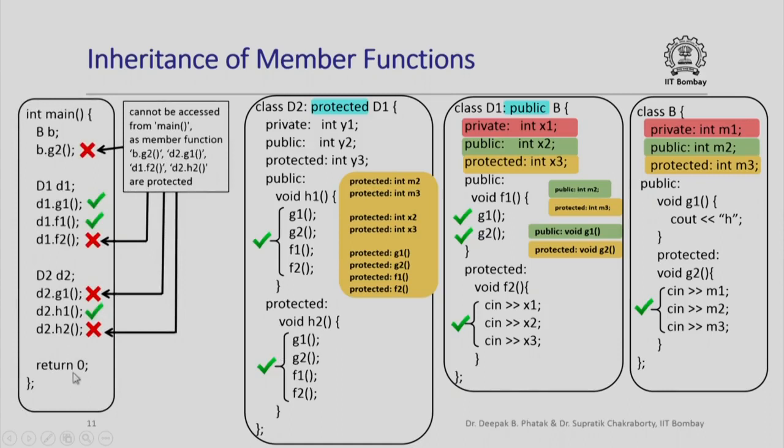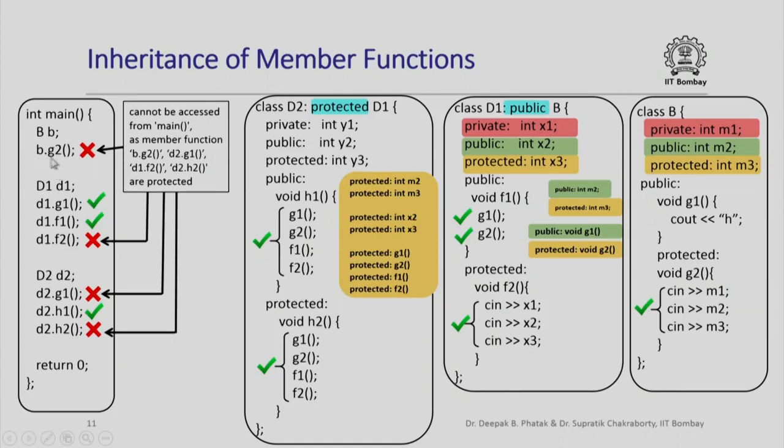And now here is a main program in which I have declared some objects small b of class capital B, small d1 of class capital D1 and small d2 of class capital D2, and I am trying to access different member functions of these classes. So let us see which one of these will be allowed and which will not be allowed.